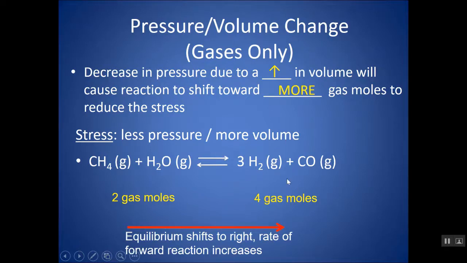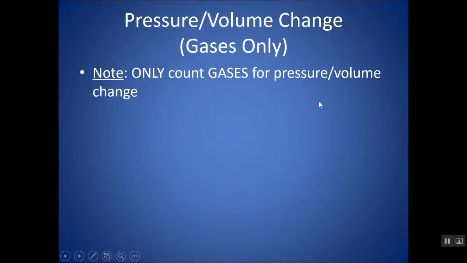I would be creating the H2 and CO, so they would go up over time, and I'd be using up the CH4 and H2O, so they'd be going down over time. And it makes sense. If I have decreased the pressure, I need to create more moles of gas to fill that pressure back up. Okay, couple of things here.